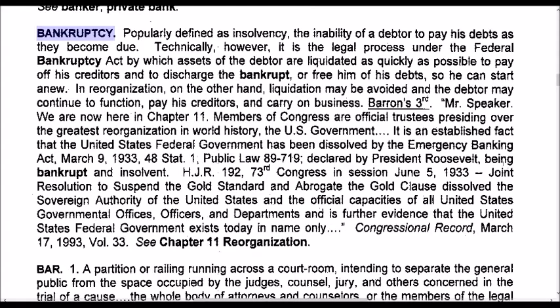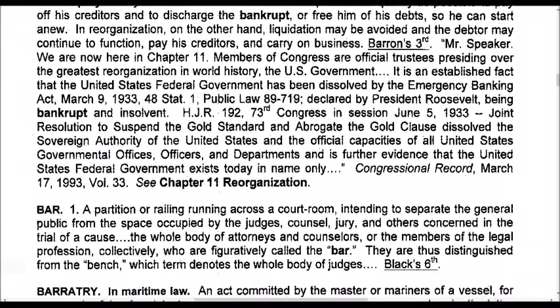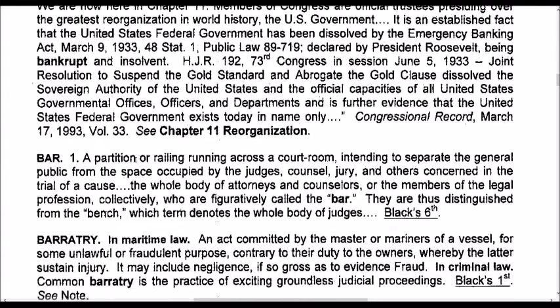Declared by President Roosevelt being bankrupt and insolvent, House Joint Resolution 192, 73rd Congress in session June 5, 1933, joint resolution to suspend the standard gold and abrogate the gold clause, dissolved the sovereign authority of the United States and the official capacities of all United States governmental officers and departments, and is further evidence that the United States federal government exists today in name only. Congressional Record, March 17th, 1933, Volume 33, Chapter 11, Reorganization.